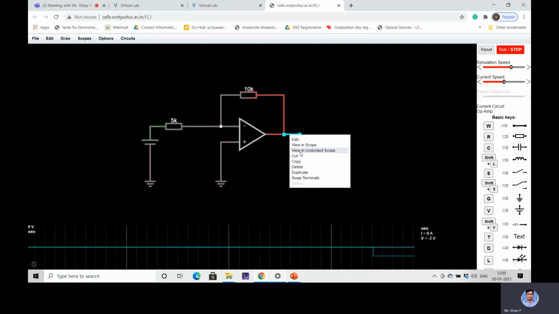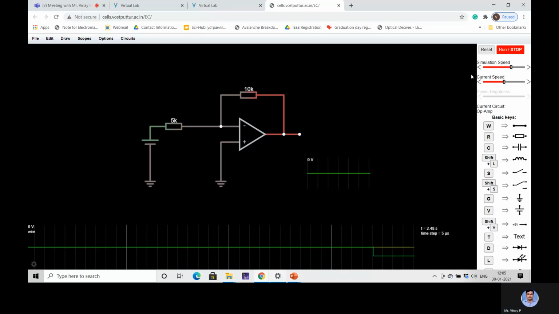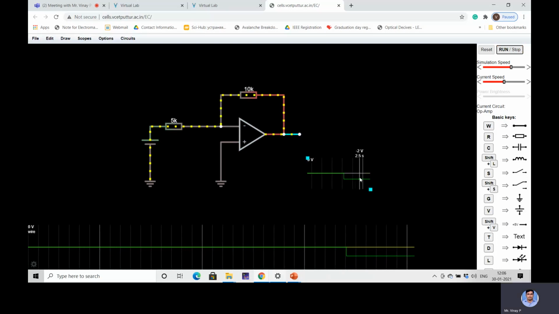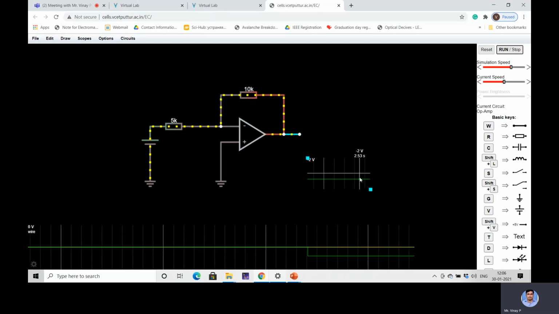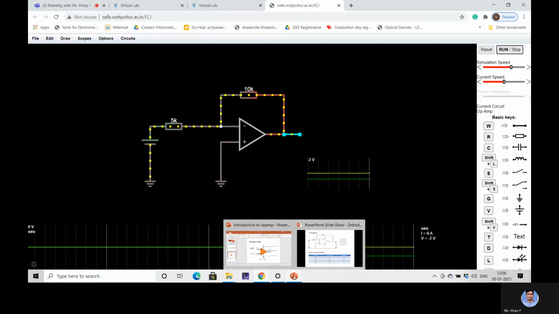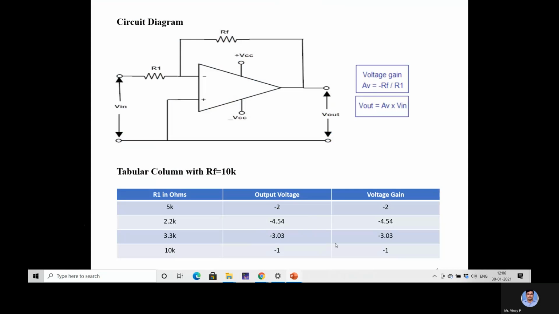For that, just go to this option, view in undocked scope. So this will be displayed over here. You can observe here that the voltage at this particular point is minus 2 volt. So this is for a 5 kilo ohm resistance with RF at 10 kilo ohm, and I'm expecting an output voltage of minus 2.